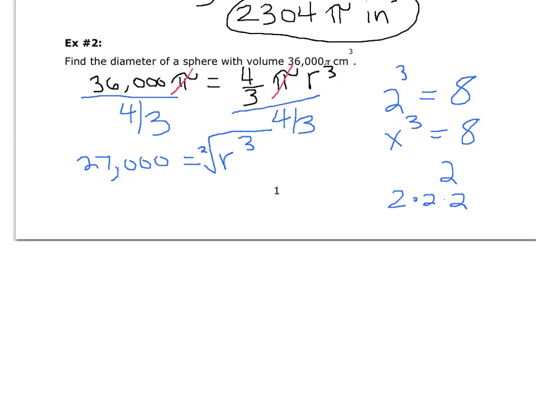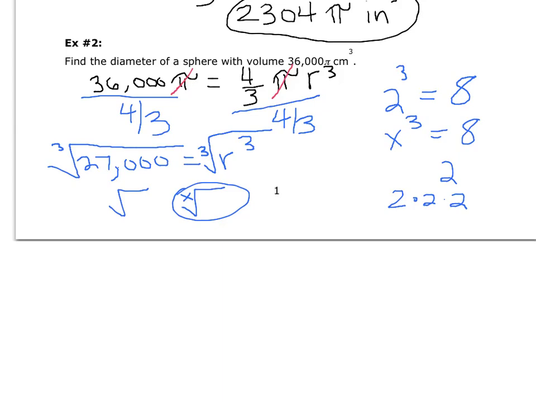I'm going to put a tiny 3 right there. And so that means over here, I'm going to take the cubed root of that number. So my calculator has a function that looks like this. Instead of square root, you have another key that has a tiny x and then a square root. This is the one we want.